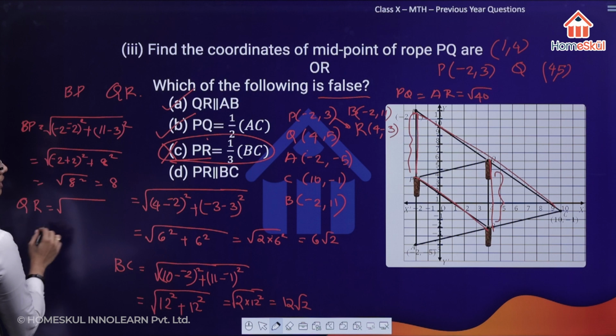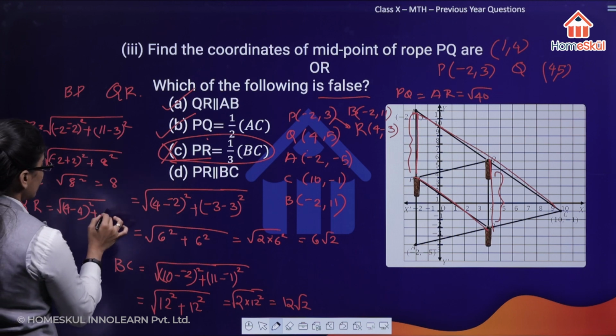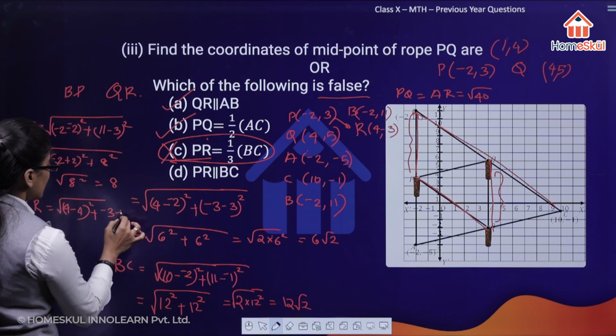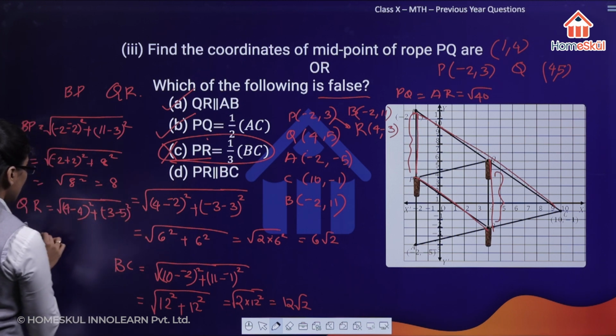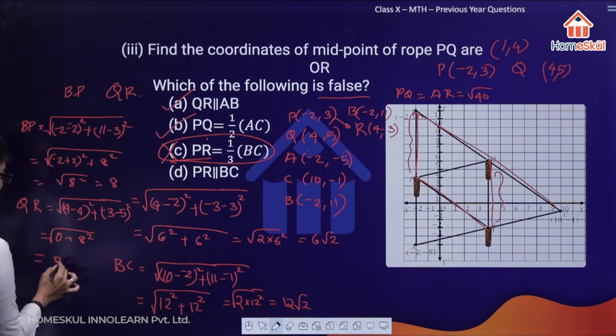So it will be 4 minus 4, x2 minus x1 the whole square, plus y2 minus y1 the whole square, minus 3 minus 5 the whole square. That is 4 minus 4 is 0, 0 plus minus 3 minus 5 is minus 8. It is minus 8 square, right? Square root of minus 8 square is 8.